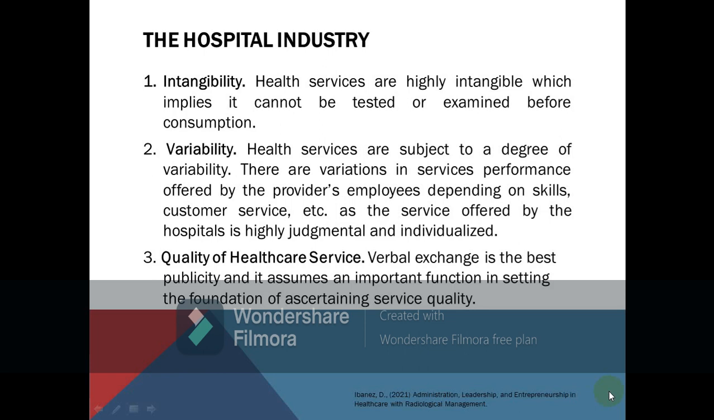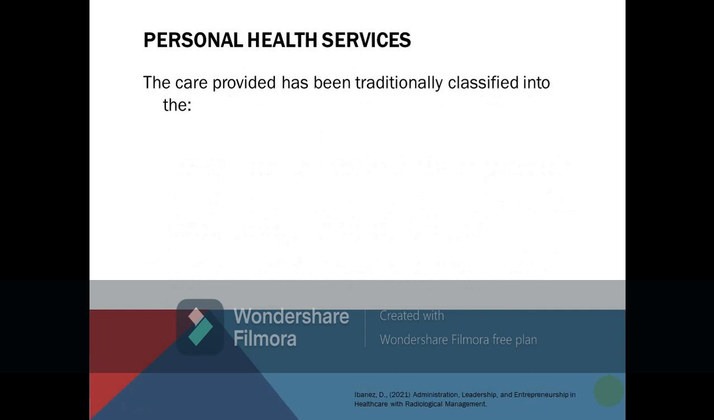Lastly, quality of healthcare services. Verbal exchange is the best publicity, and it assumes an important function in setting the foundation of ascertaining service quality. So patients who are happy with a service delivered by the hospital can bring in more patients to that hospital than advertising.